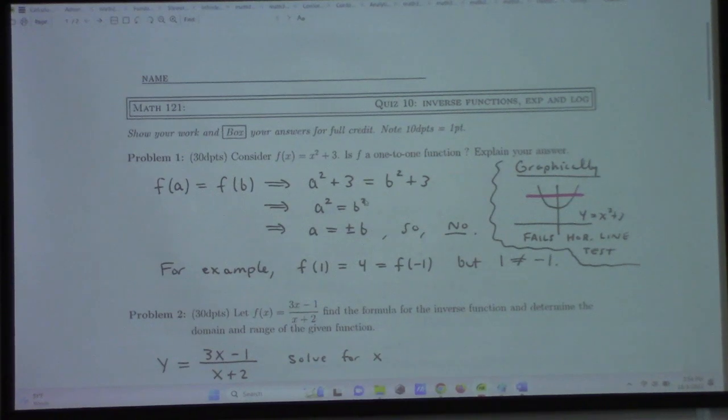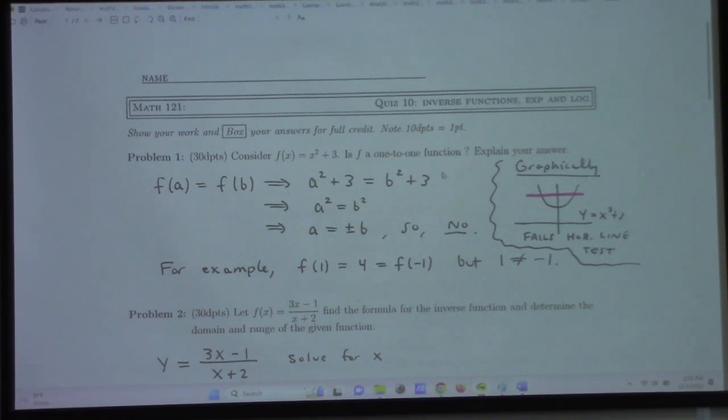All right, so what was problem 1? Problem 1 was we were considering the function x squared plus 3. Is it a one-to-one function? If we do it algebraically, we set f of a equal to f of b, and we get a equals plus or minus b, so no, it's not one-to-one. Of course, graphically, you're looking at a quadratic, so it fails the horizontal line test, right? So not a one-to-one function.